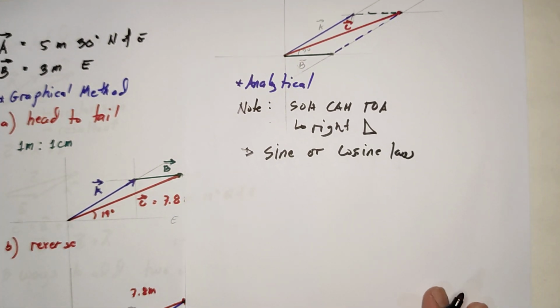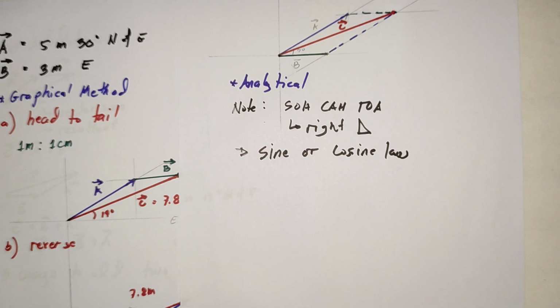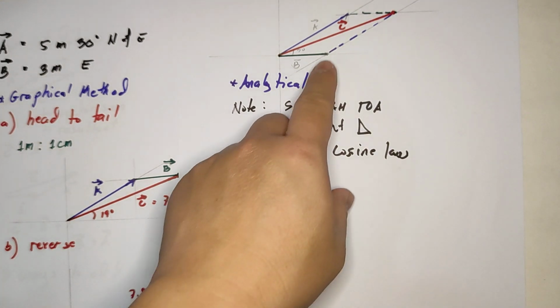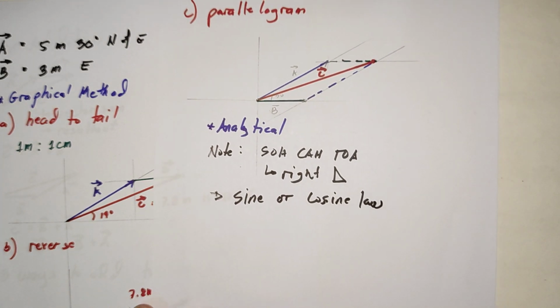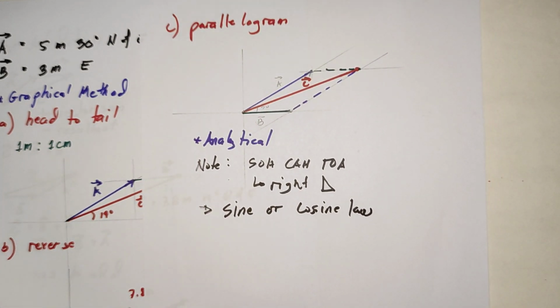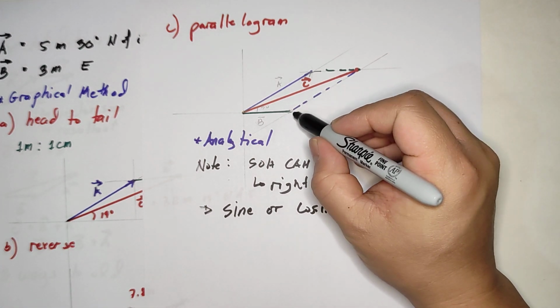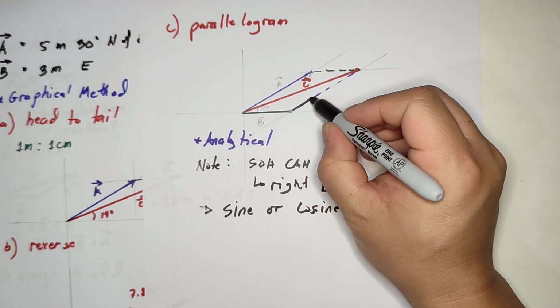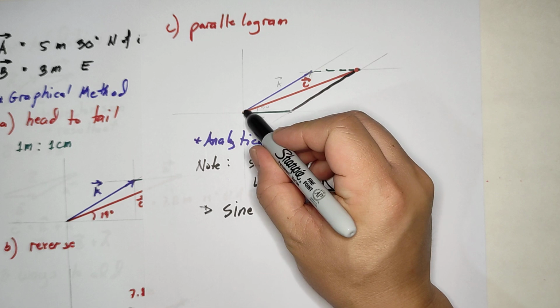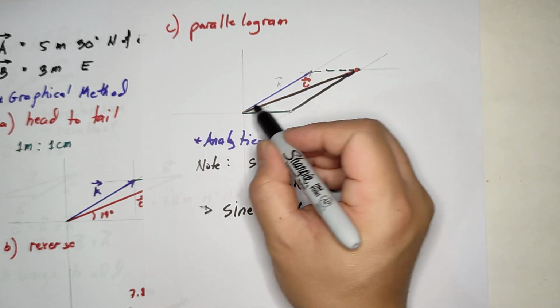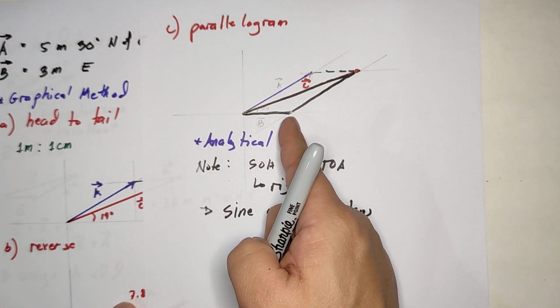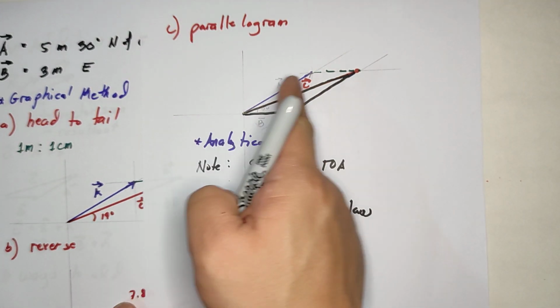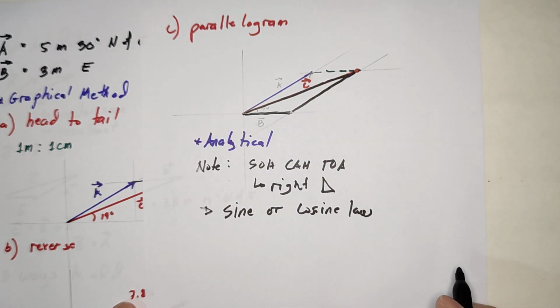So now let's solve this one analytically using sine and cosine law. First, you have to take note that we are dealing with this rectangle, the black one. Forget about the blue and the dotted or broken line.